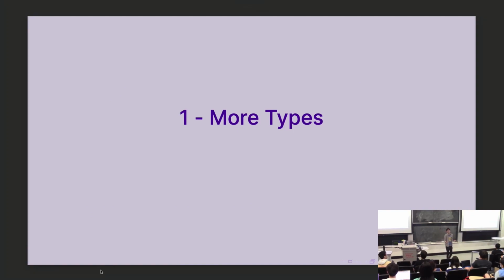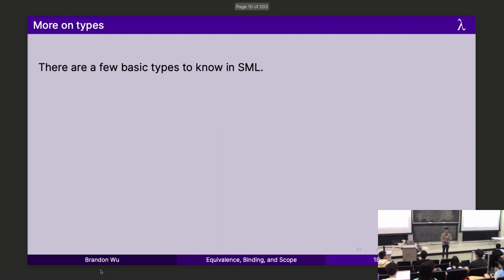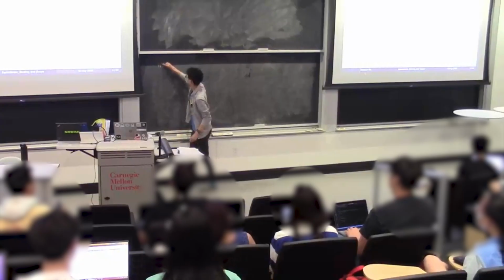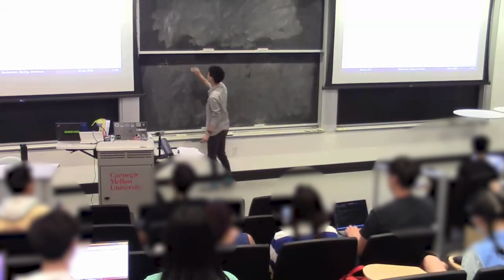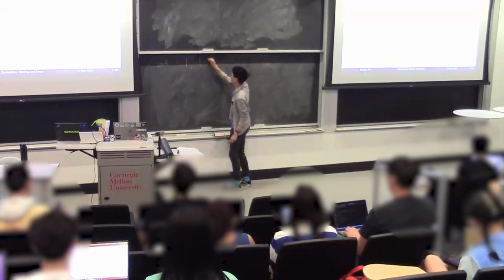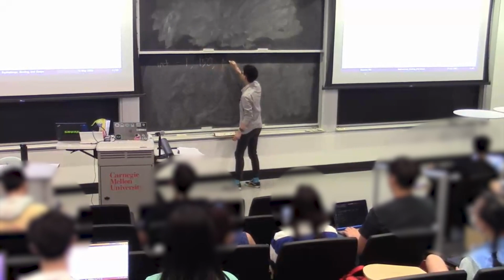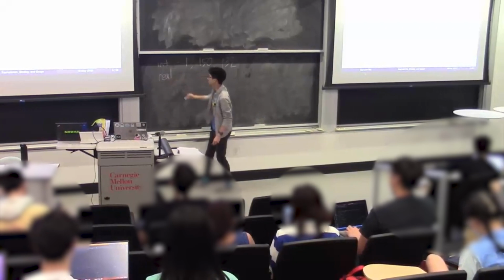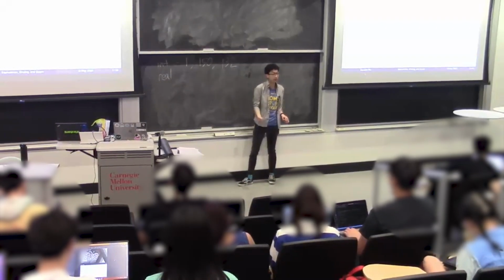Okay. More types. I showed you some types on Tuesday, but I didn't show you all of them. So there's a few basic ones. I'm going to use the board for this lecture. They are int, and some values of this include 1, 150, and 132, let's say. We also have the type real, which is the type of real numbers, like floating point numbers.